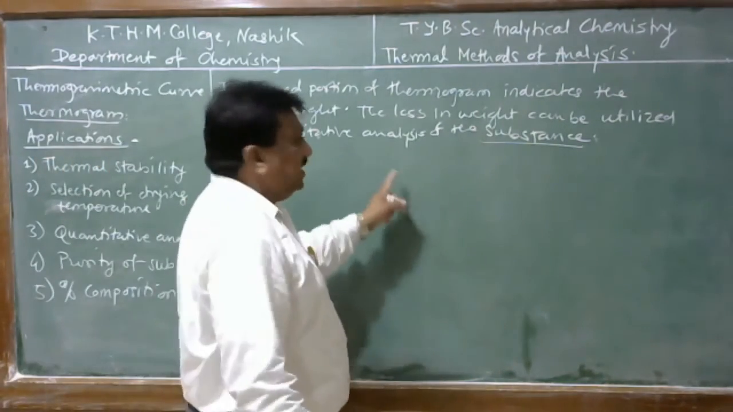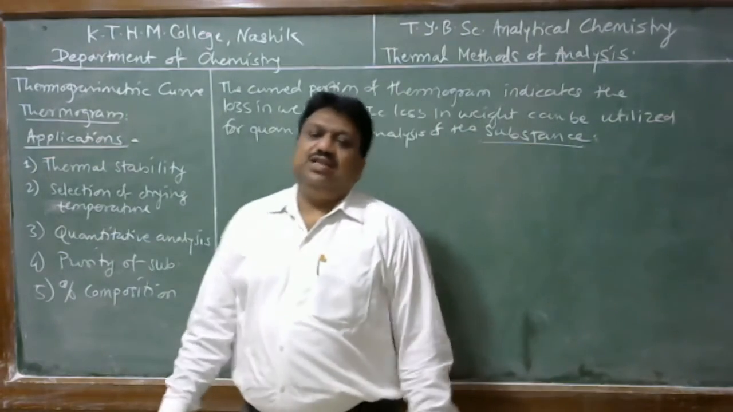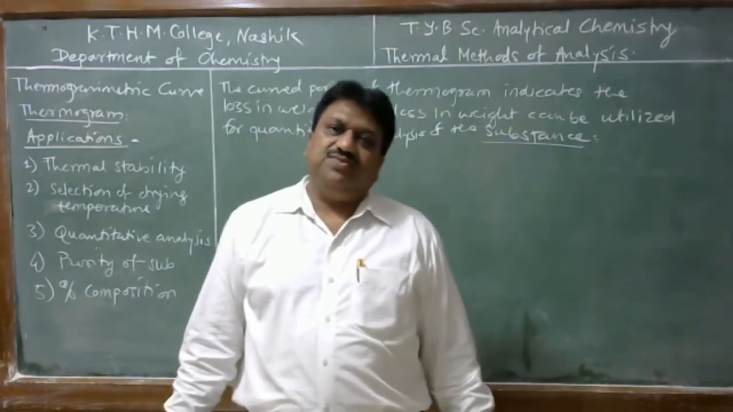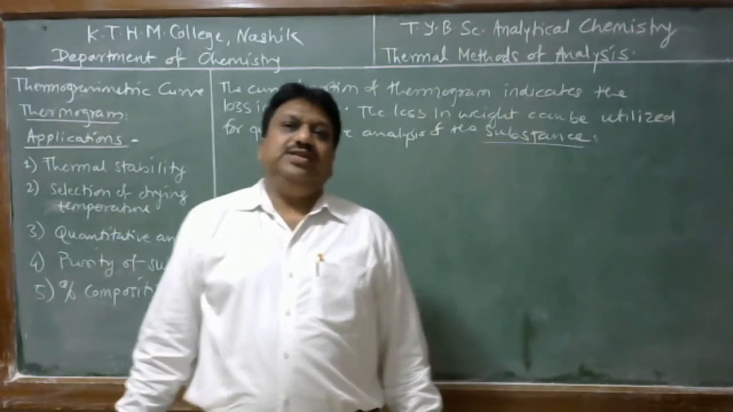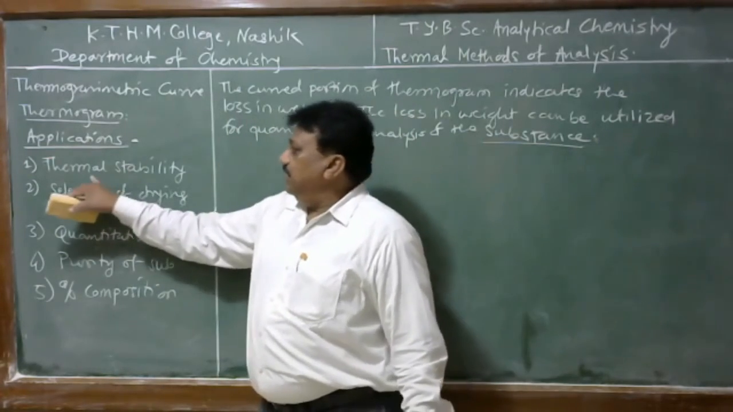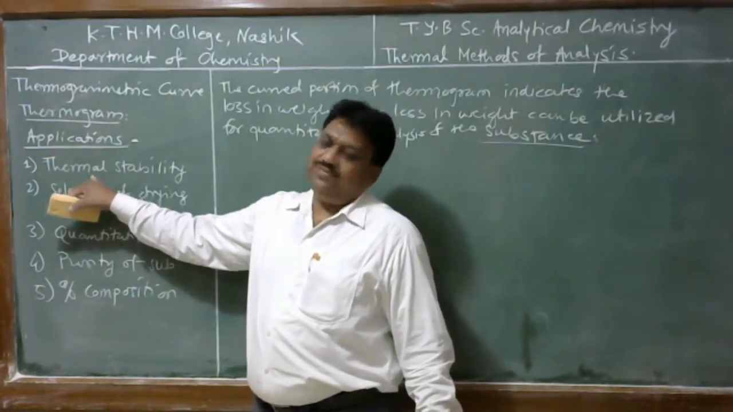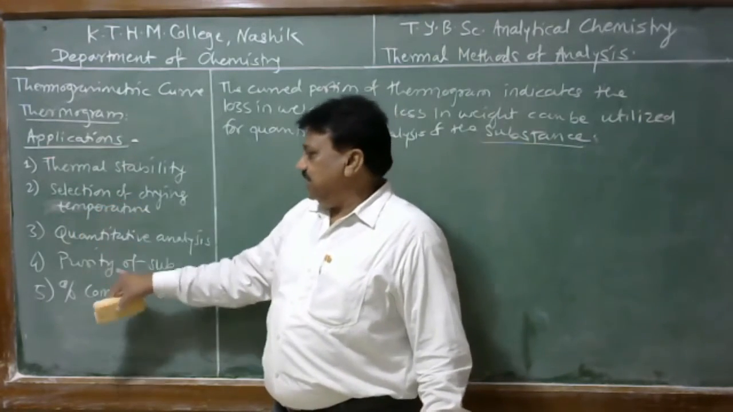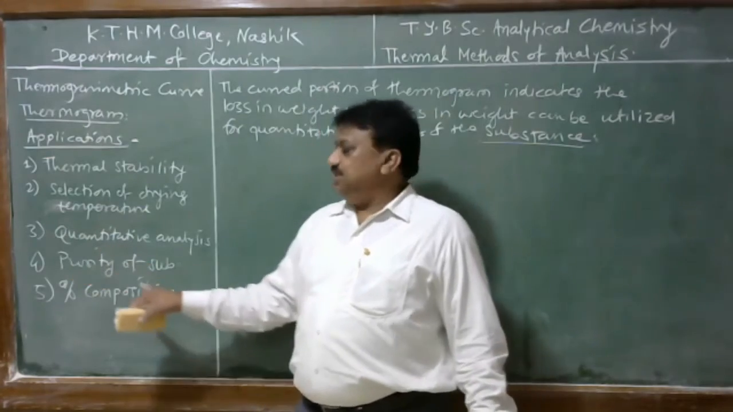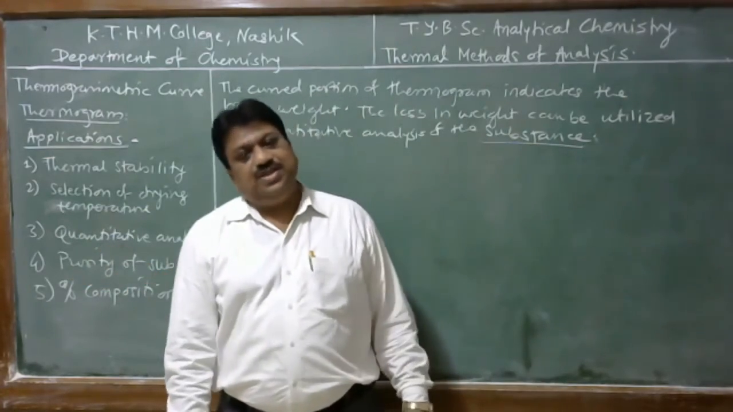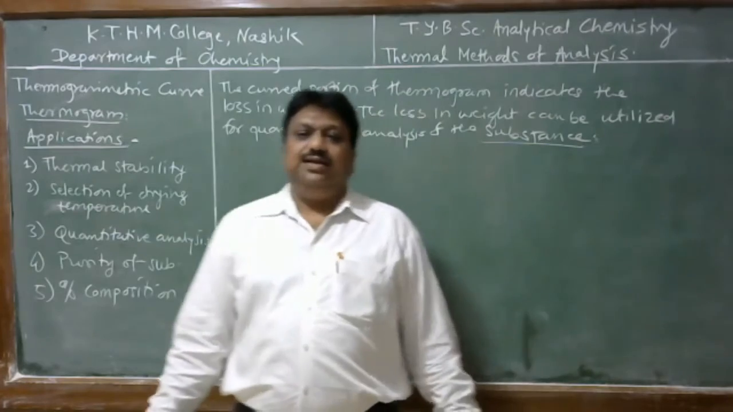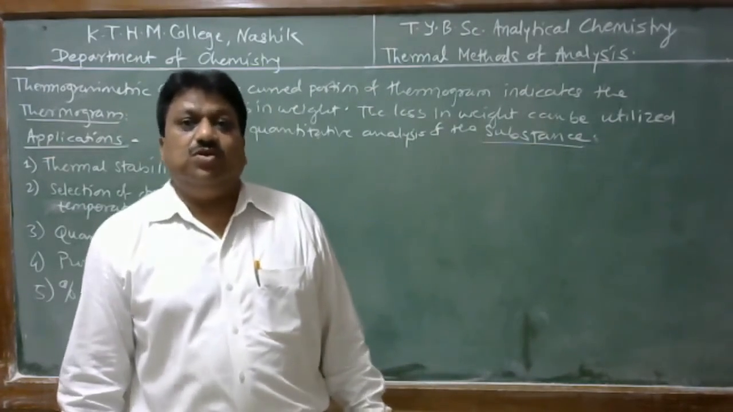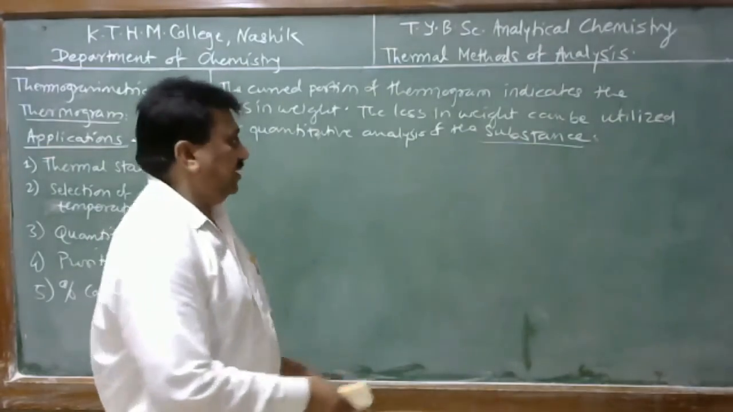Therefore, this is the result obtained in thermogravimetric analysis, that is a graph of loss in weight of substance versus temperature. This curve is utilized for determination of thermal stability of substance. We can select a drying temperature for a particular substance, do quantitative analysis of substance, determine the purity of the substance, as well as determine the percent composition of a mixture by using this thermogram or thermogravimetric curve.